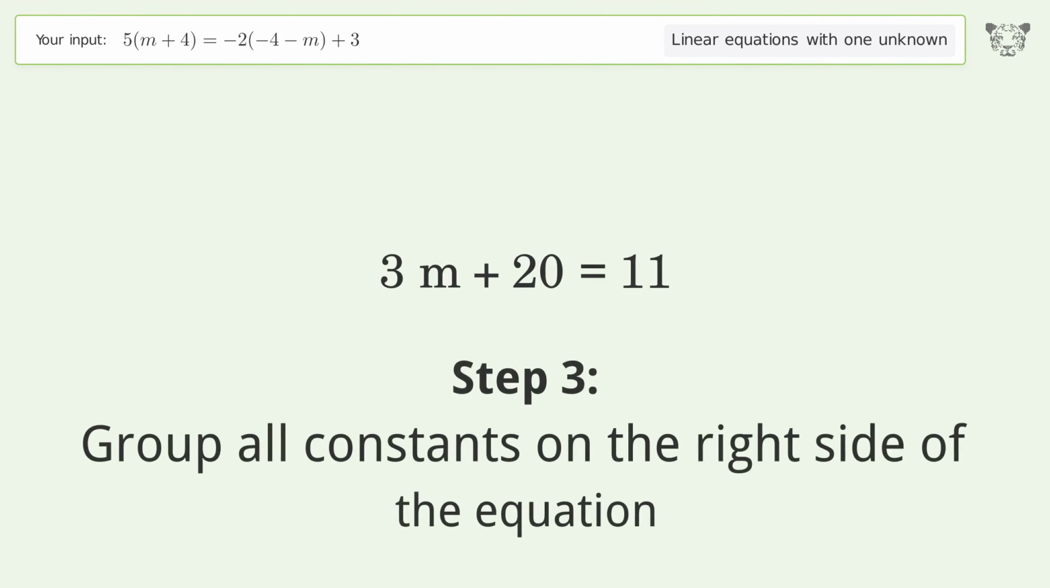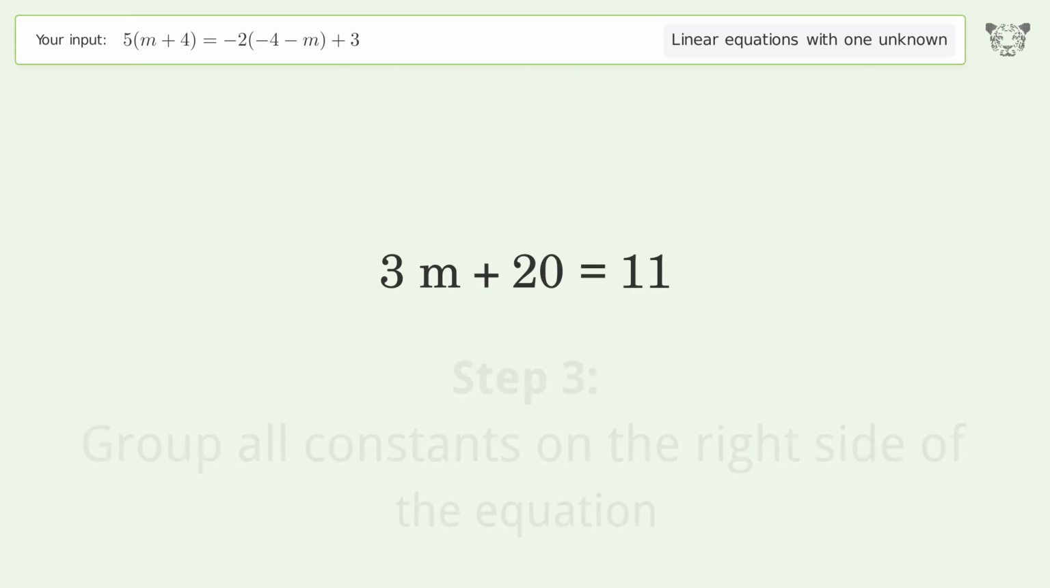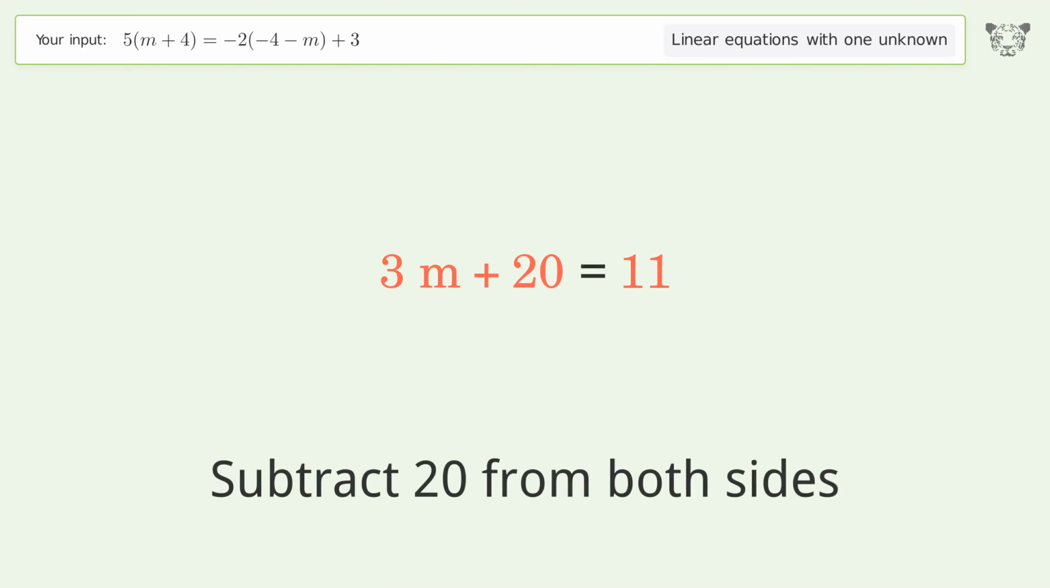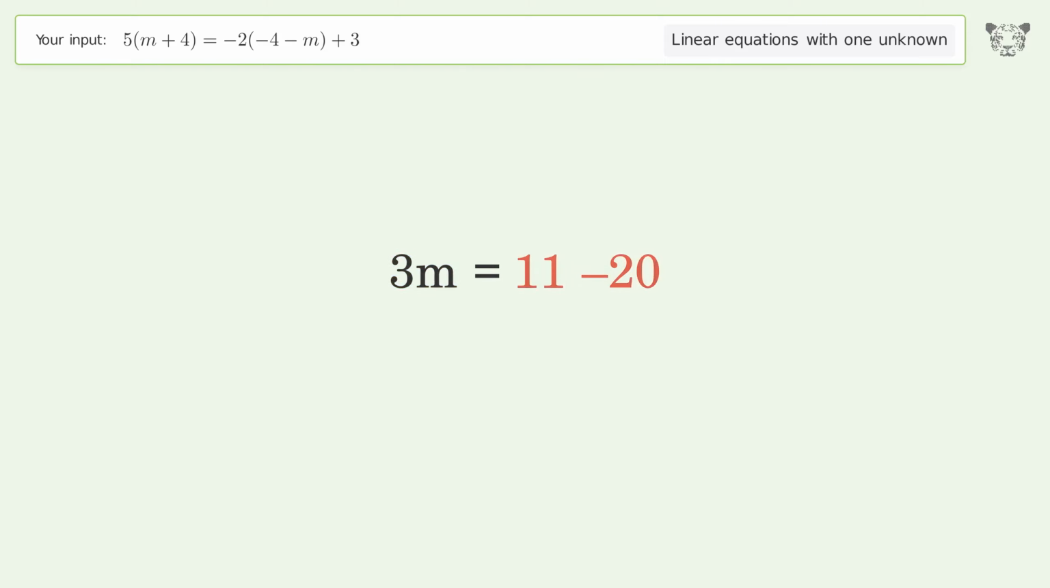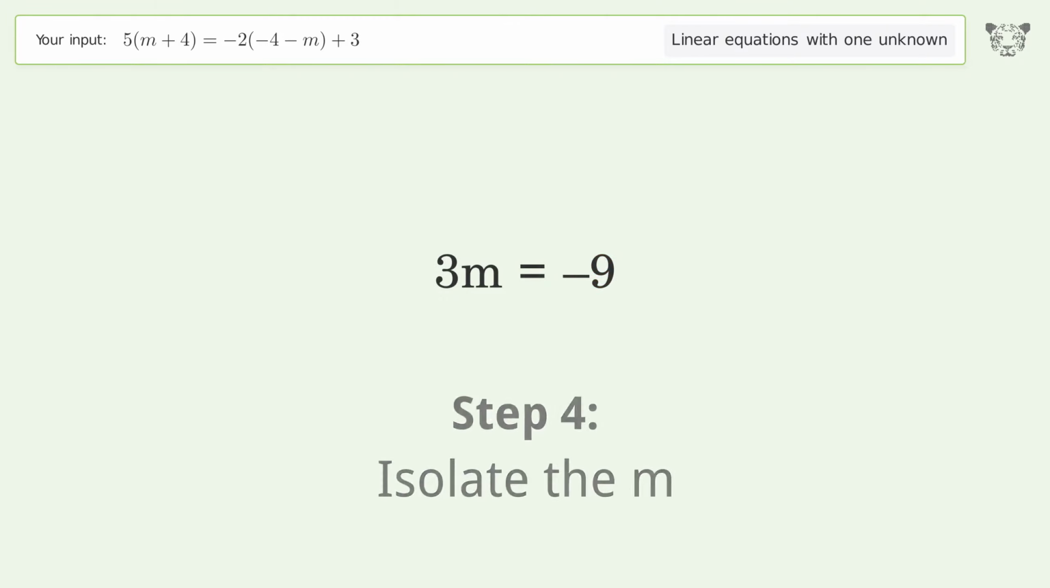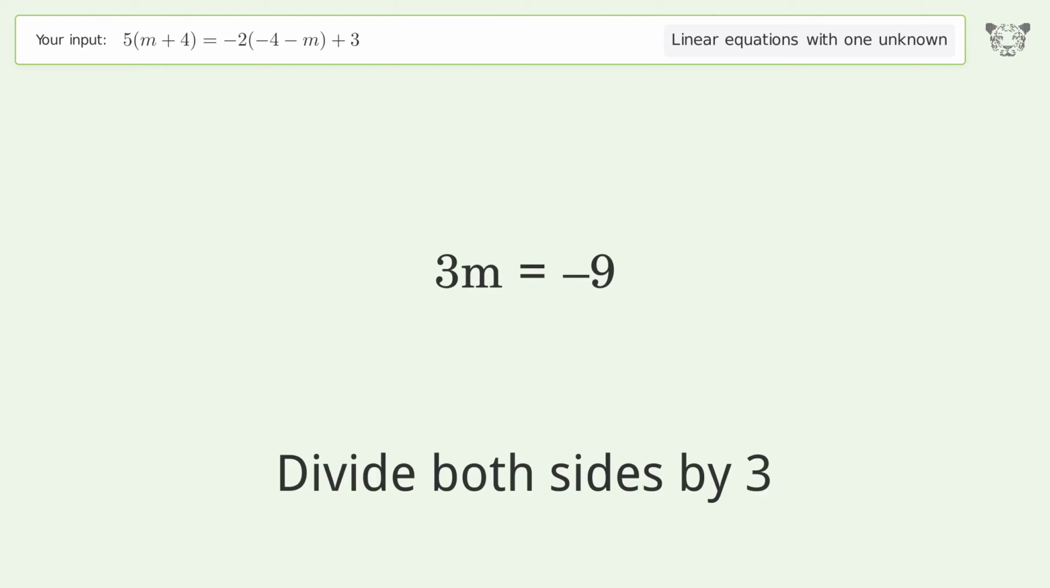Group all constants on the right side of the equation. Subtract 20 from both sides. Simplify the arithmetic. Isolate the m. Divide both sides by 3.